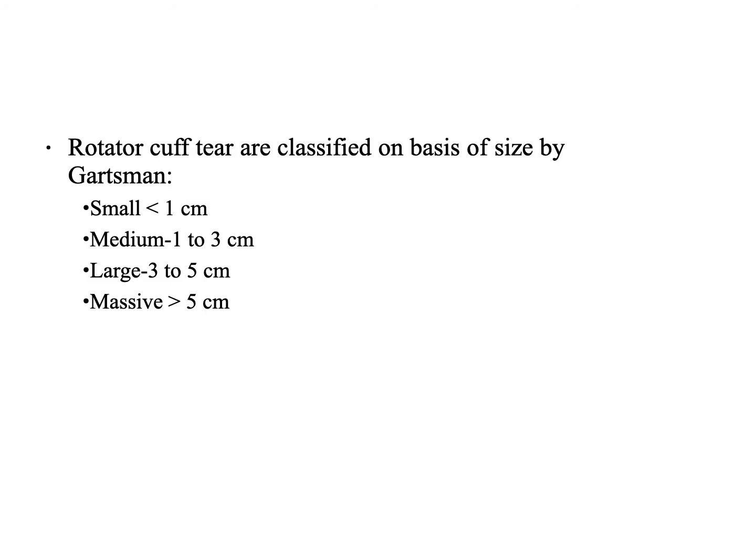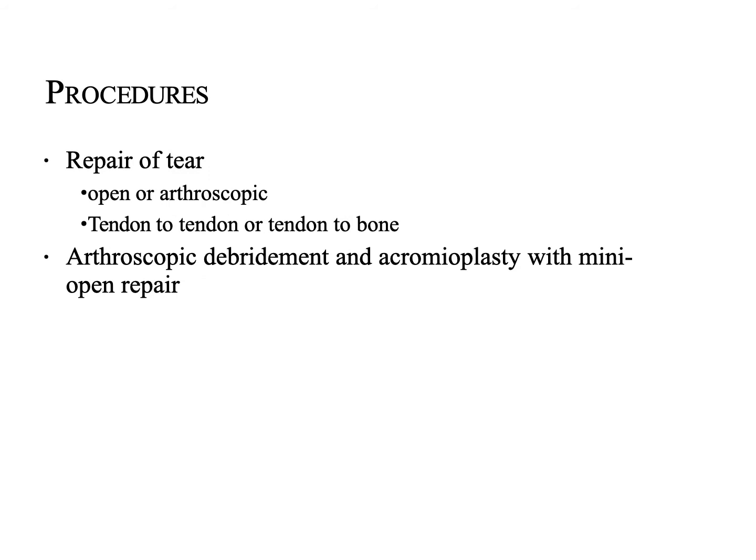Then rotator cuff tears are classified on the basis of size by Cofield. Small tear less than 1 centimeter, medium tears 1 to 3 centimeters, large 3 to 5 centimeters and massive more than 5 centimeters. Procedures: repair of the tear can be done open or arthroscopic, tendon to tendon or tendon to bone, arthroscopic debridement and acromioplasty with mini open repair.